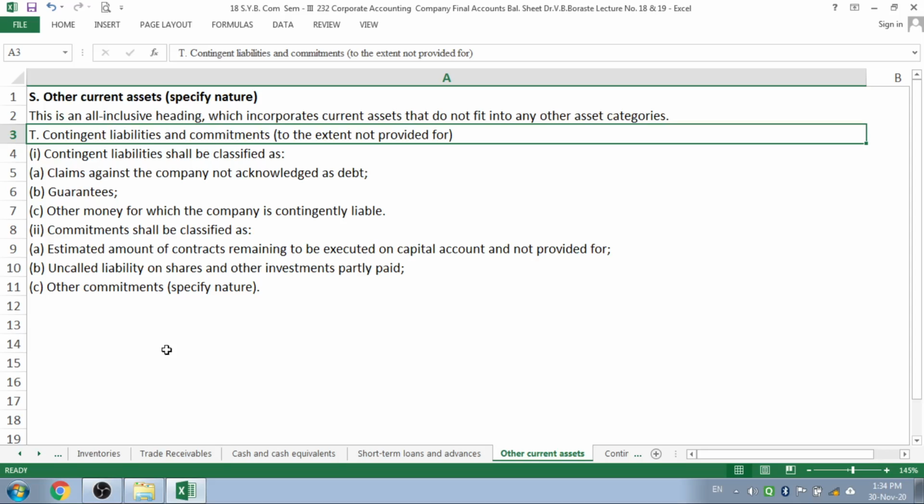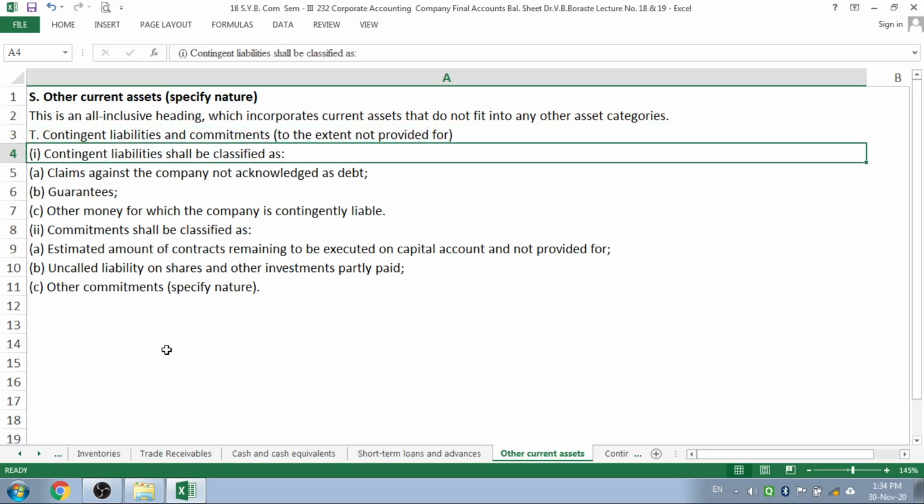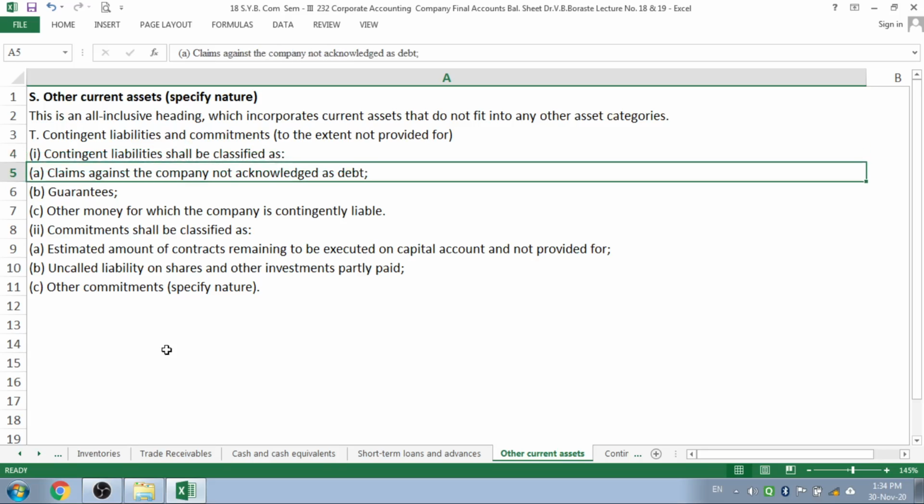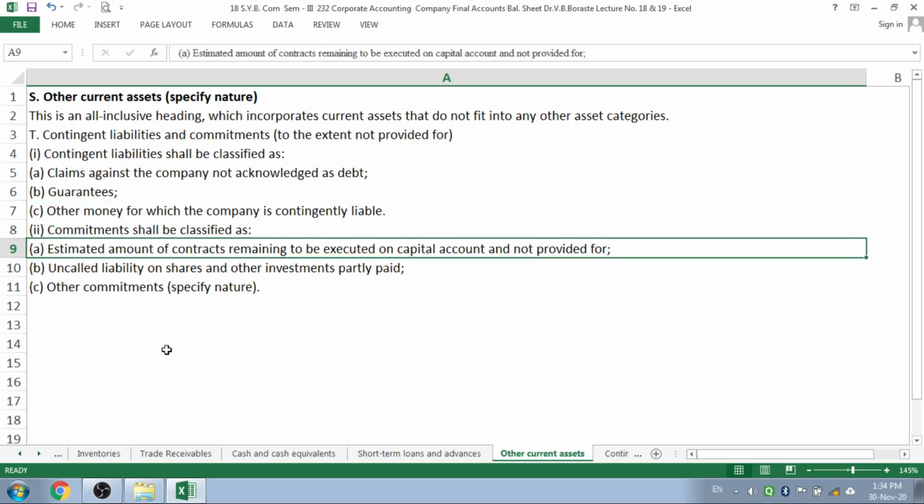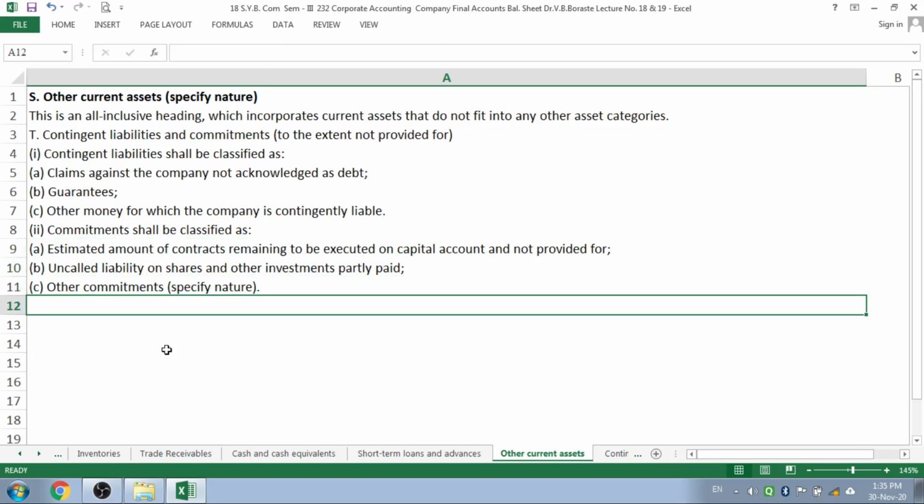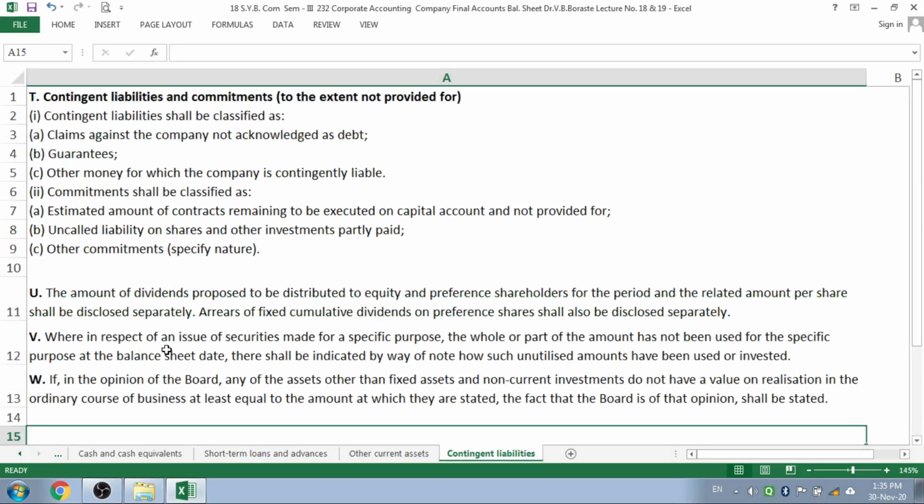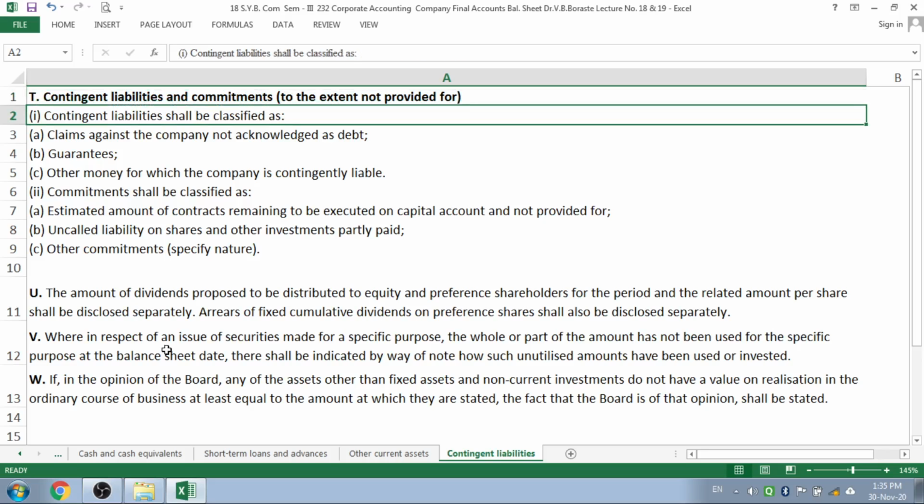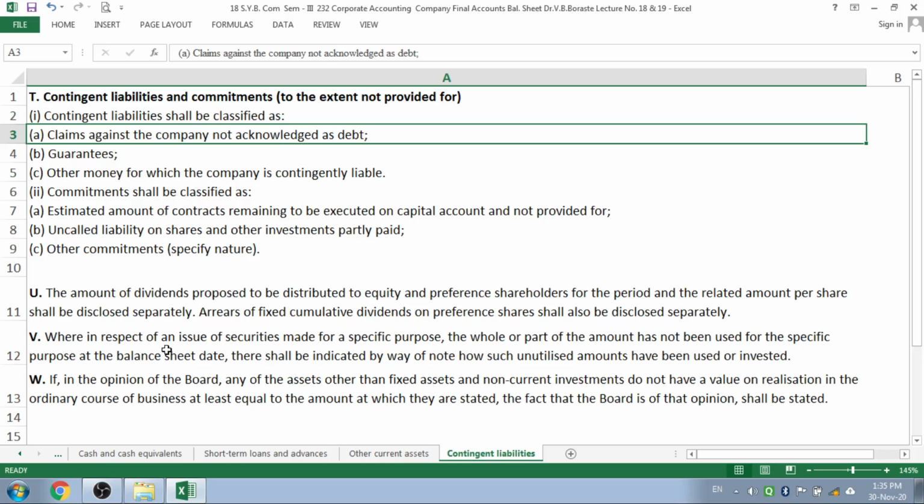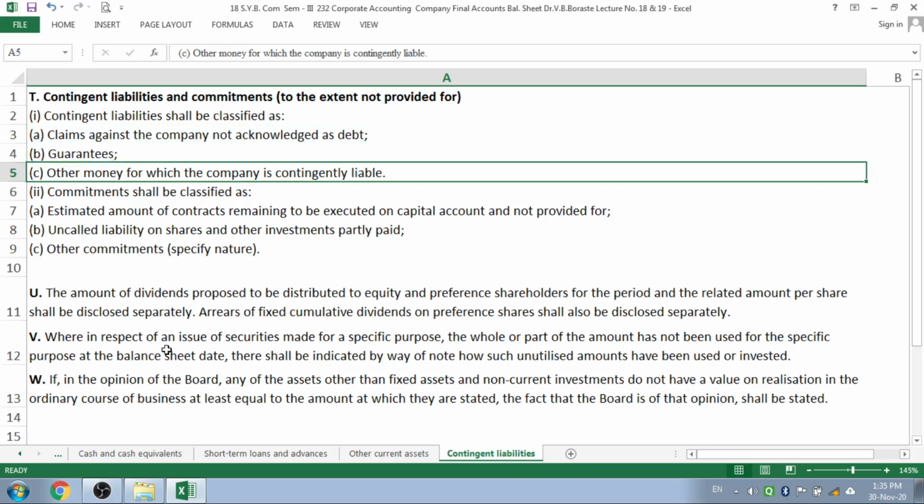Contingent liabilities and commitments, to the extent not provided for. Contingent liability shall be classified as claims against the company not acknowledged as debt, guarantees, and other money for which the company is contingently liable. Commitment shall be classified as estimated amount of contracts and uncalled liability as well as other commitments. So what is meant by contingent liability? The contingent liability shall be classified as claims against the company not acknowledged as debt, guarantees, and other money for which the company is contingently liable.